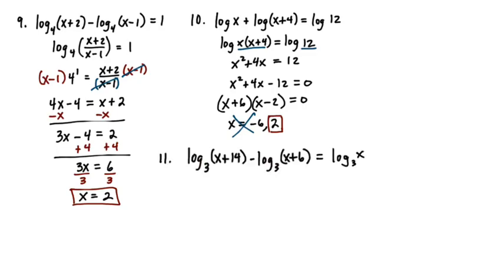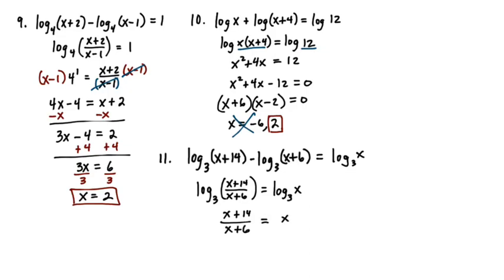I would encourage you to try this one and then check your answer on the video. All right, so notice on the left side we have a difference of logs. So we would use the second property just like we did in number 9, and this would be the log of (x plus 14) over (x plus 6) is equal to the log base 3 of x. And again, these are both base 3 logs, and these two logs are equal, so this is the equal logs case. And so these inner parts must be equal.